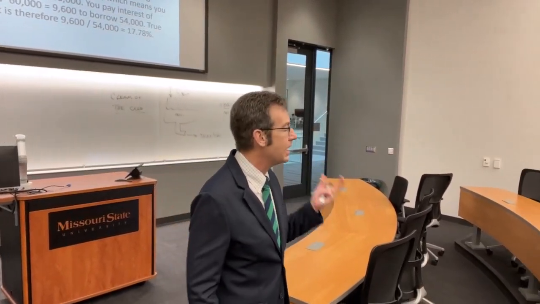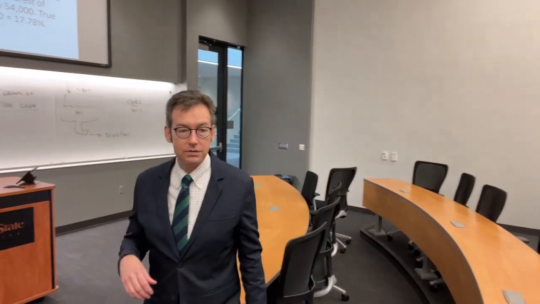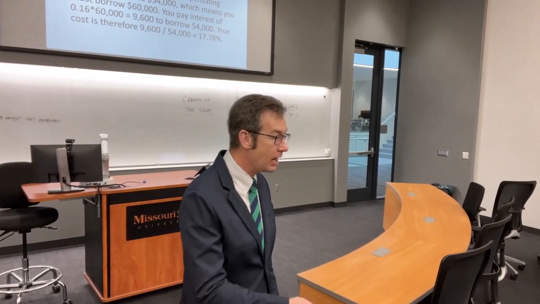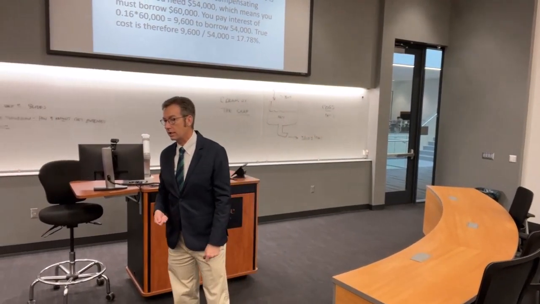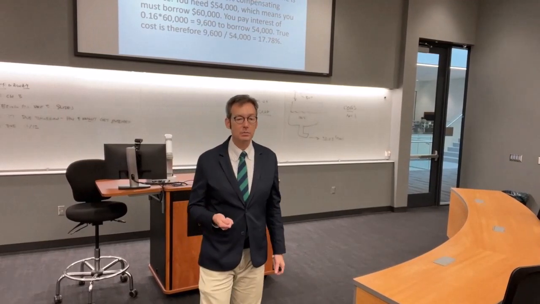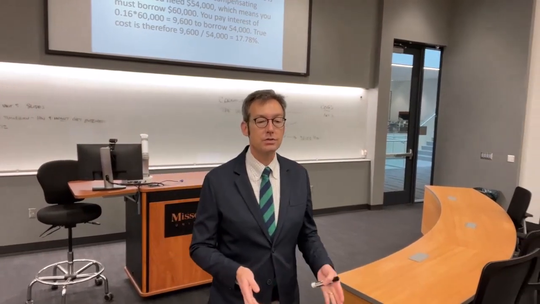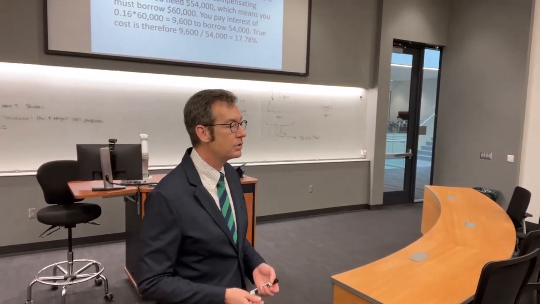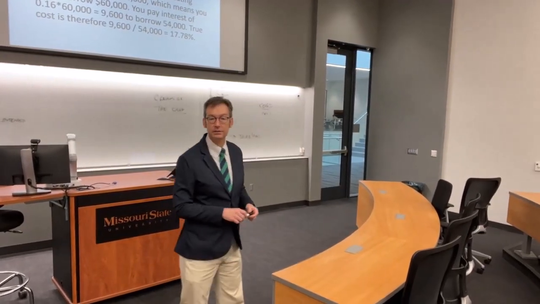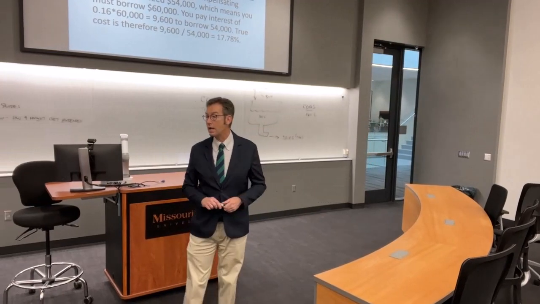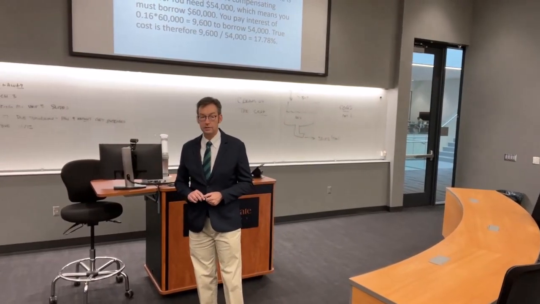And so if I take that $9,600 divided by $54,000, I see that my true interest rate on this thing is not 16%. It's 17.78%. It's got to be higher because I'm not getting full use of that money. And so when I'm trying to figure out what is my cost of debt here, I would go with the 17.78 number, not the 16. Does that make sense?